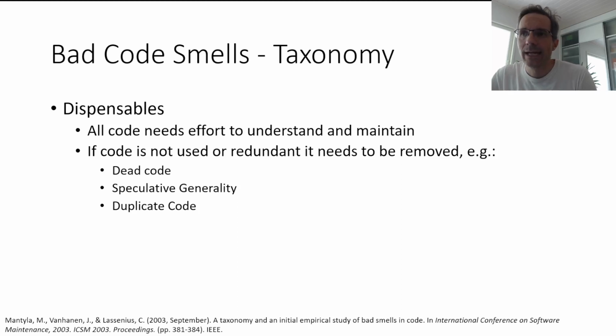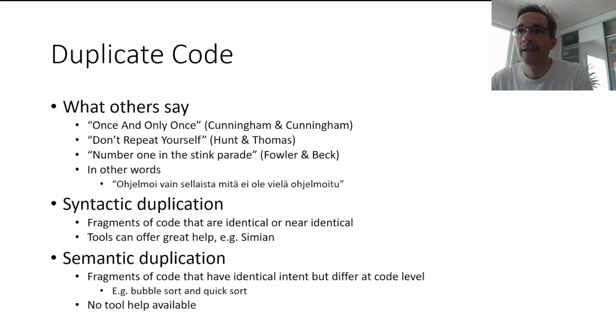And finally, we have duplicate code, or it can be not just duplicated, but multiplied several times in the system. And this is actually, according to Fowler, number one in the stink parade. So they think this is the worst. And this has also been recognized by many others. So Cunningham says once and only once. Hunt and Thomas in The Pragmatic Programmer say do not repeat yourself. And in Finnish we could say you should only program something that has not been programmed yet.